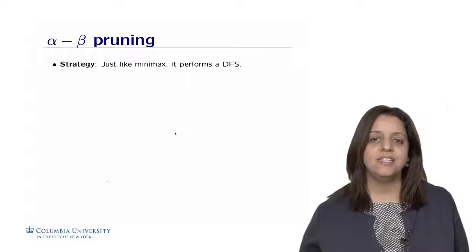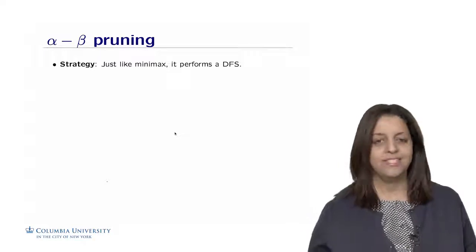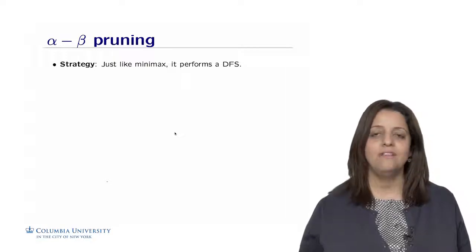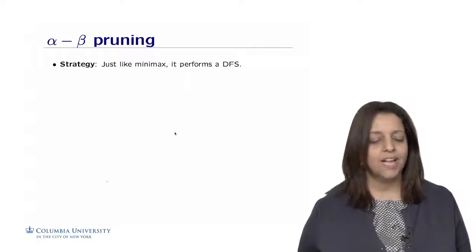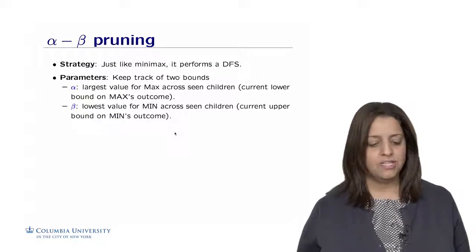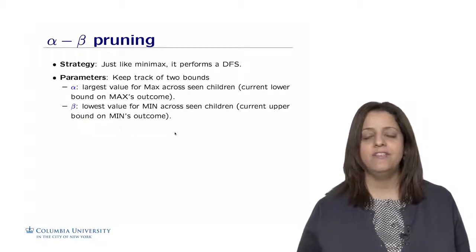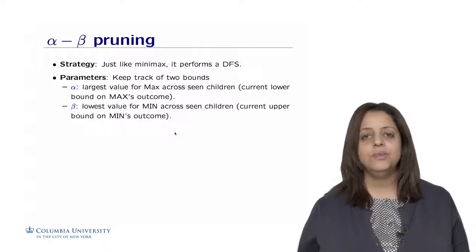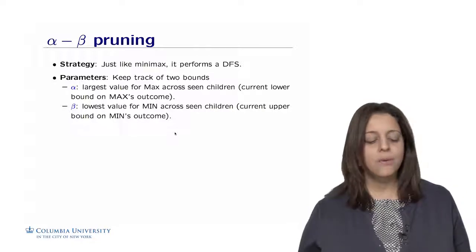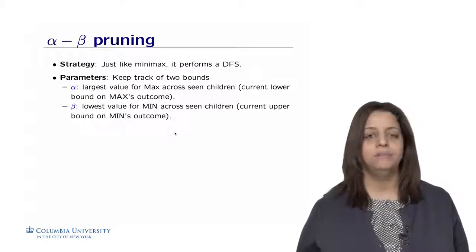Based on this observation, let's devise the algorithm alpha-beta pruning, which you might have guessed is actually a DFS algorithm. Just like minimax, the strategy is DFS. However, we need to carry parameters, the alpha and beta of the algorithm, from which the name is inspired. We're going to use a DFS, but with 2 parameters that are 2 bounds. The alpha represents the largest value for max. This is the largest seen value for max among the children. In other words, it is the current lower bound on max's outcome. Beta is for min. It is the lowest value of min across the seen children, which is the current upper bound on the min outcome.